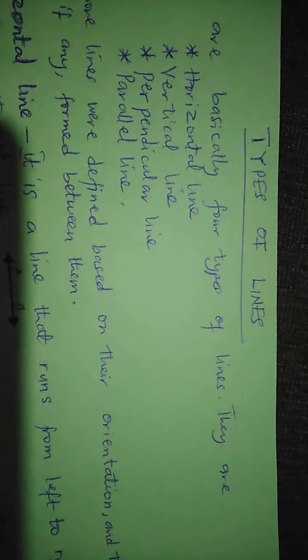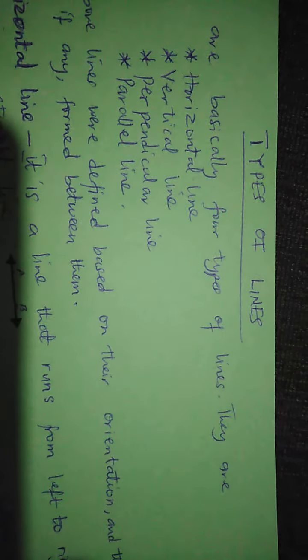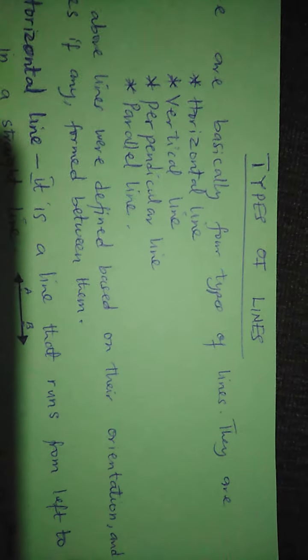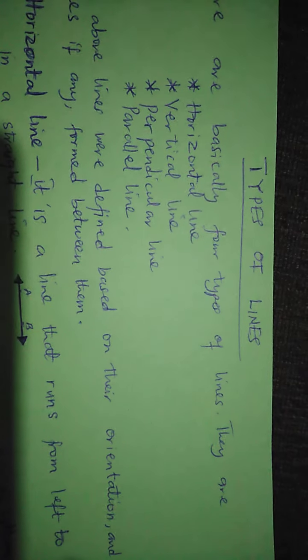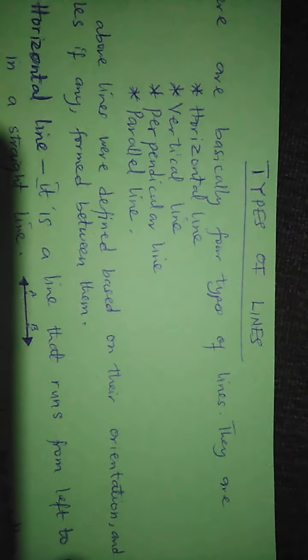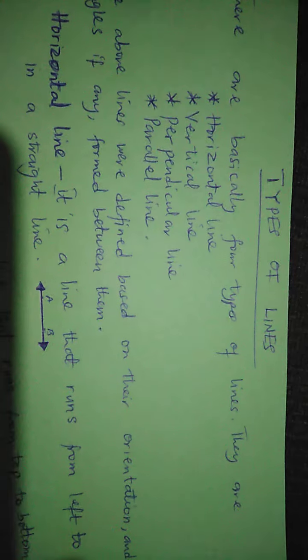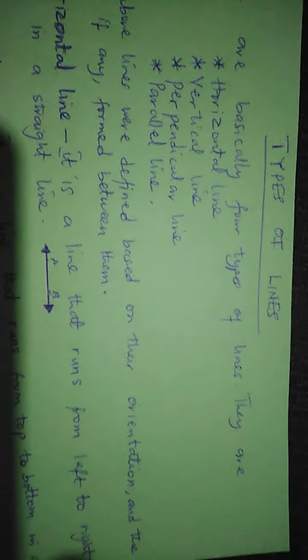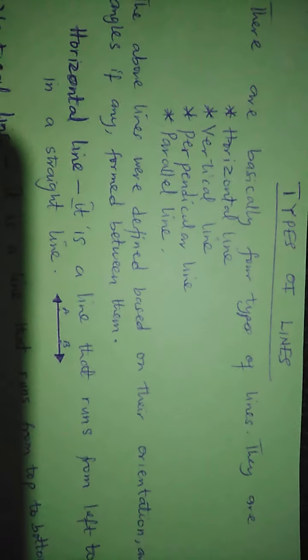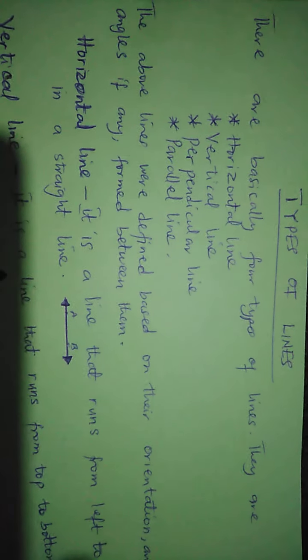Good morning once again. This morning we shall talk about lines in geometry. There are basically four types of lines. They are horizontal lines, vertical lines, perpendicular lines, and parallel lines. The above four types of lines were defined based on their orientation and the angles, if any, formed between them.